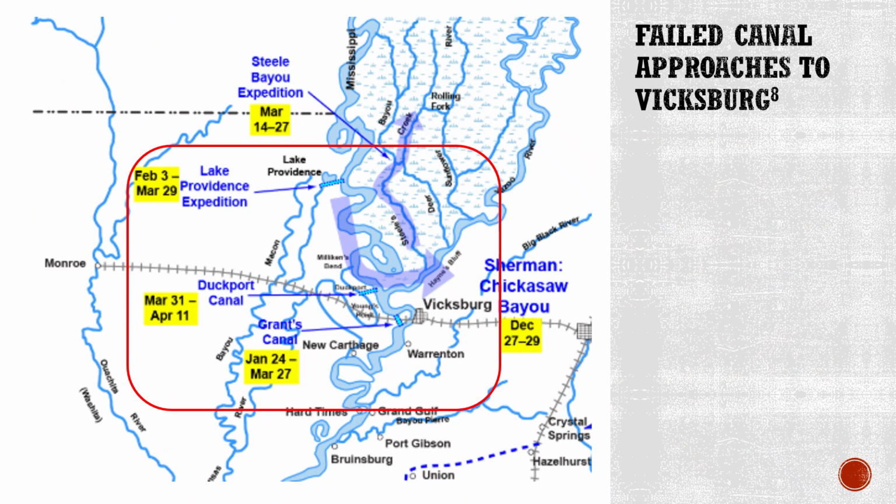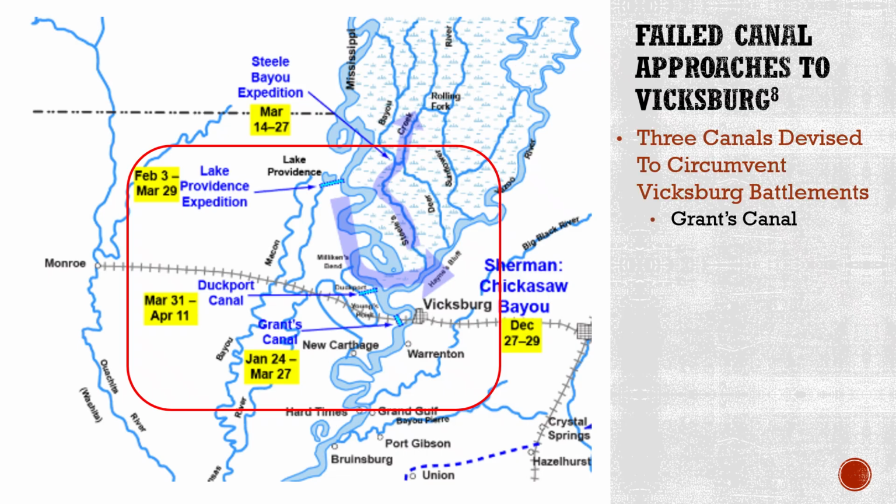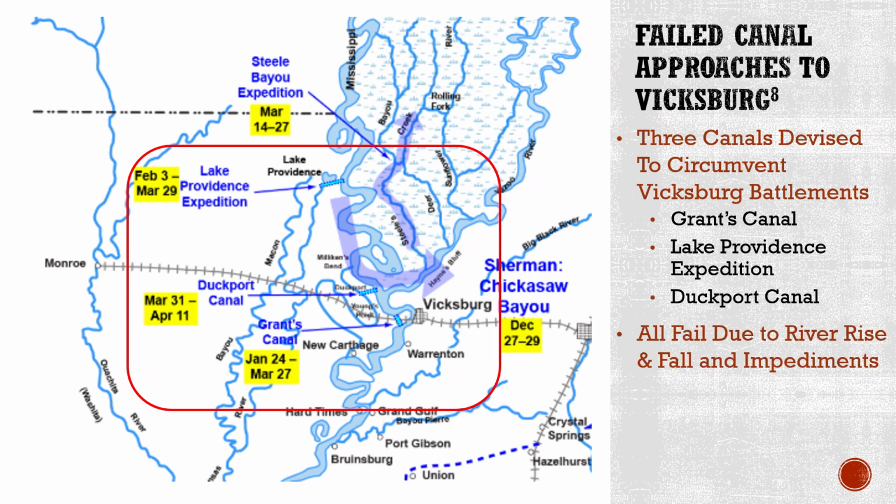In a less effective feat of civil engineering, Grant tried to have several canals built to access Vicksburg. The first was Grant's Canal, also a canal at Lake Providence, and then the Duckport Canal. All of these fail for various reasons, as the river rise and fall either flooded or dried out their attempts.